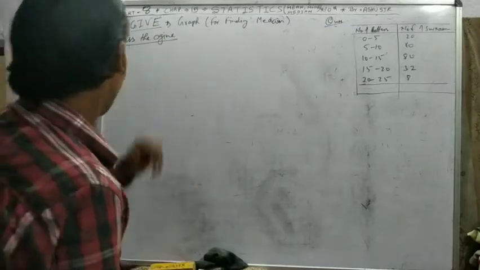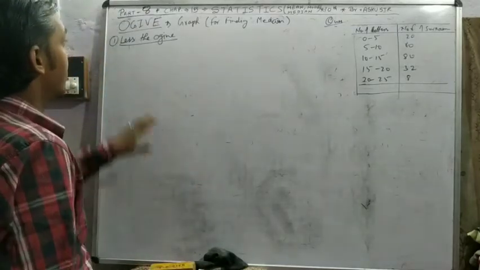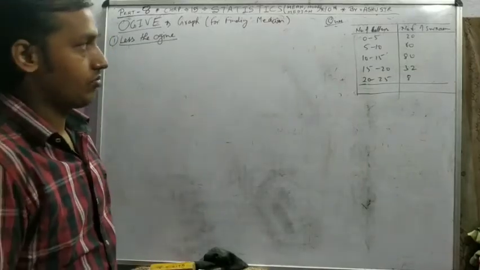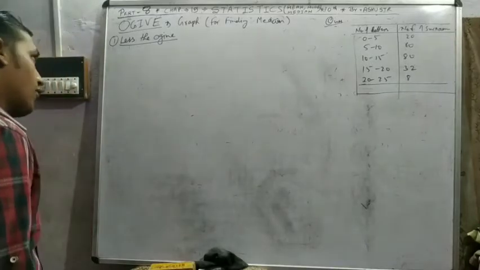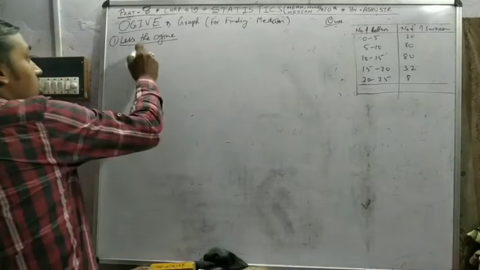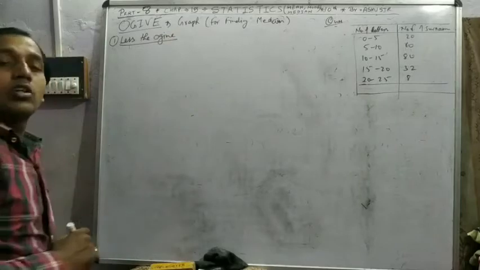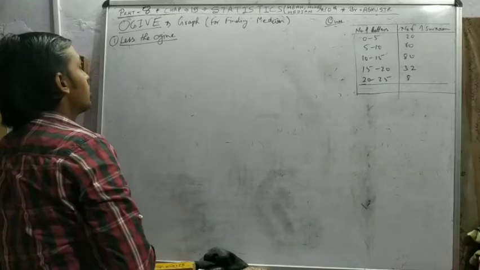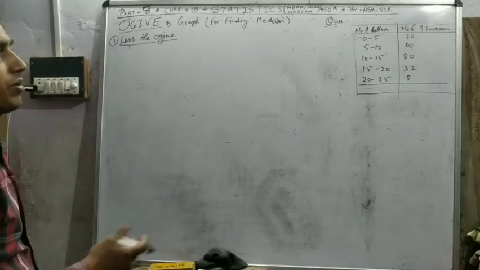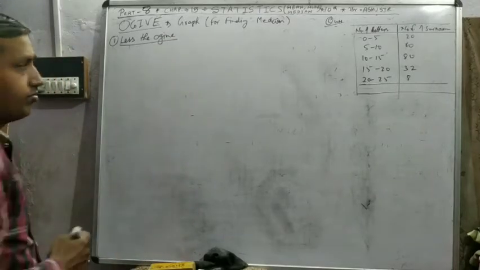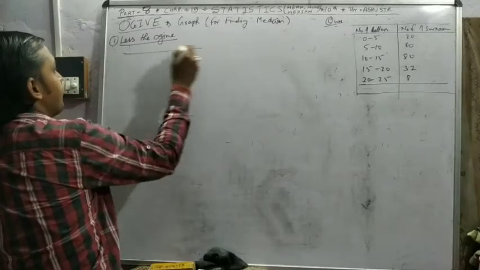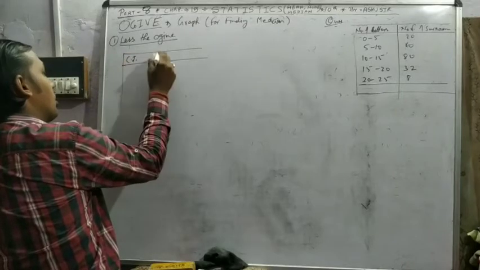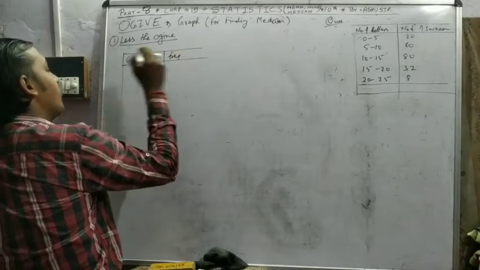So we can explain the ogive, less than ogive. There are two types of ogive, less than ogive and more than ogive. In a question, if we want to draw the graph of an ogive, we need the coordinates. First the question is, express the frequency distribution table in less than form. So we make a table with class interval and frequency.